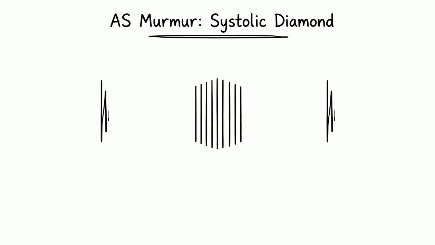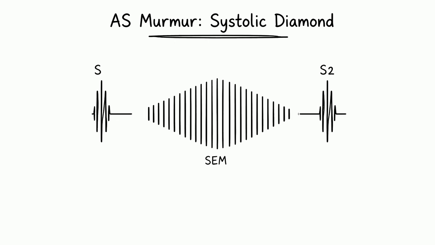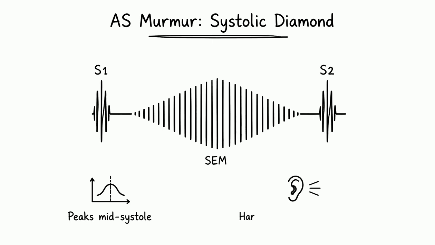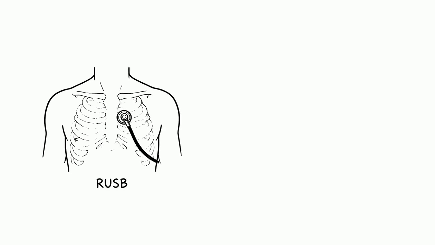Now decode the murmur shape and timing. Flow through a narrowed orifice creates turbulent systolic ejection noise. It crescendos, then decrescendos because the pressure gradient rises and falls. That is why the stem says harsh crescendo-decrescendo systolic murmur.